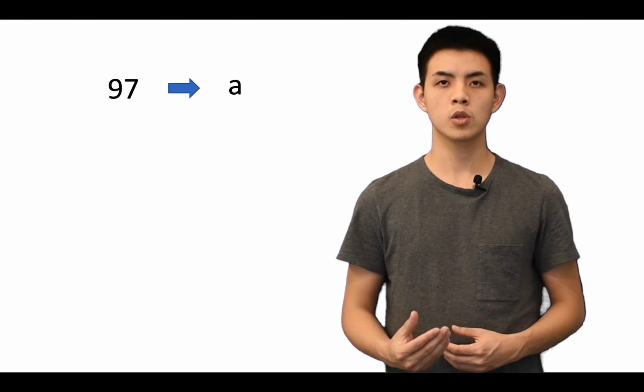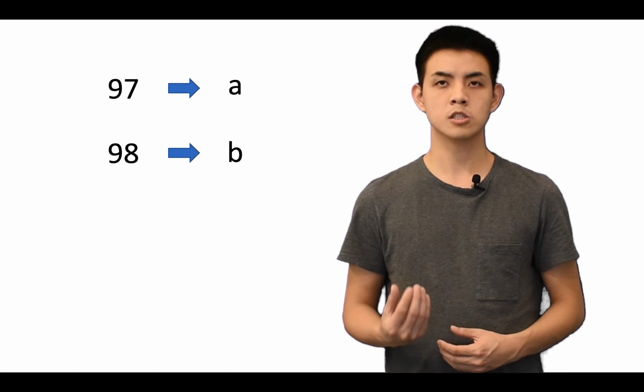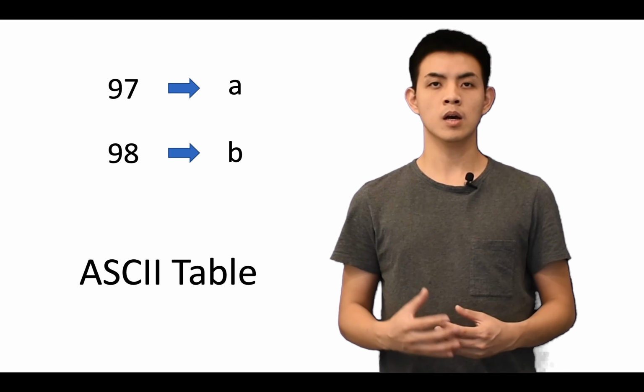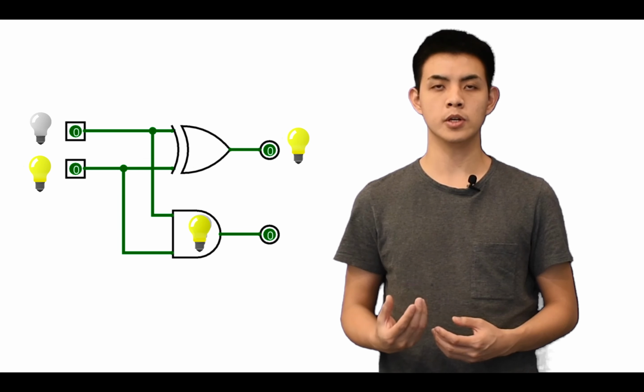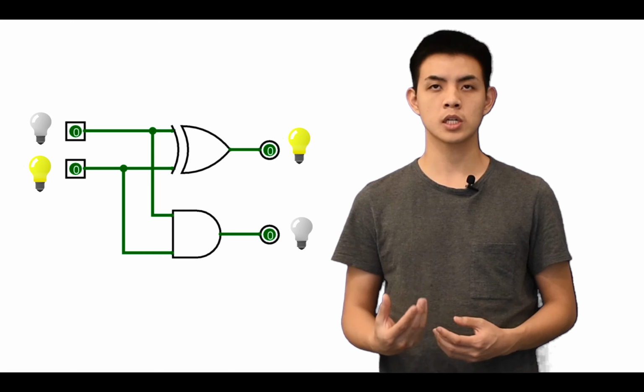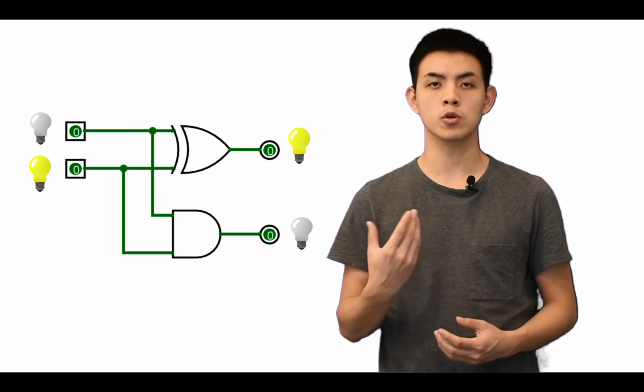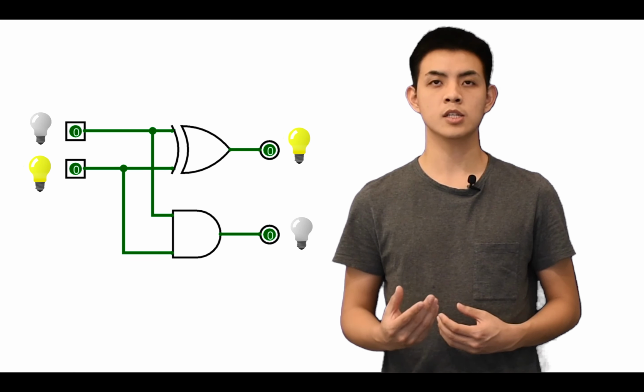If I want to store an alphabetical character, I can store a number like 97 and map it to a character like A, and map 98 to B. This mapping is called the ASCII table. Once the memory has the data, a CPU can change the data. It does this by taking the data from memory, running it through a series of logic gates, and outputting the data back to memory. This example shows adding two numbers.